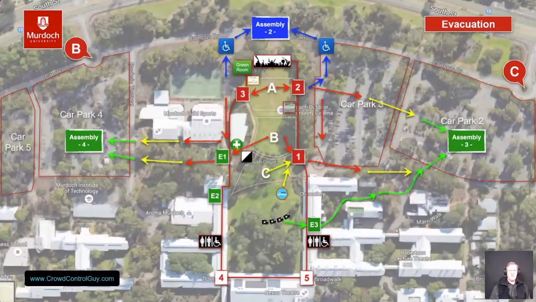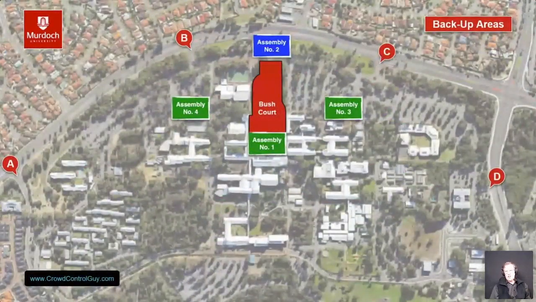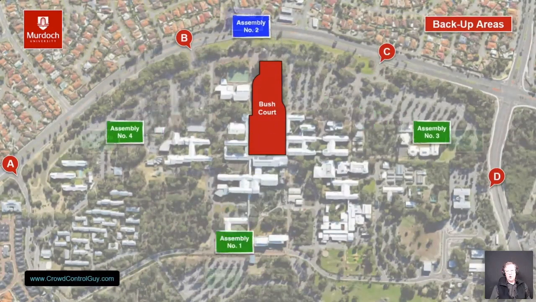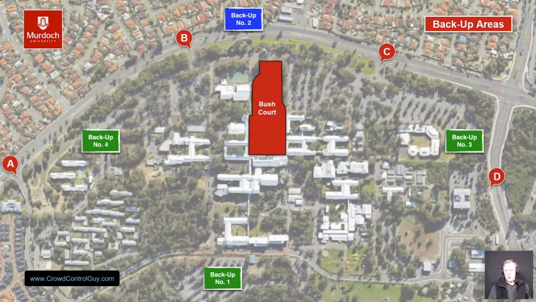The final bit to this is if you don't eat and breathe this stuff, then please take these next two bits seriously. Okay, that's a long shot. You can see the five exits to the university. Those are the four assembly points and you need a backup or two or three or four. You need to have backups. Backup number two is actually a walkway under the road to the park on the other side.